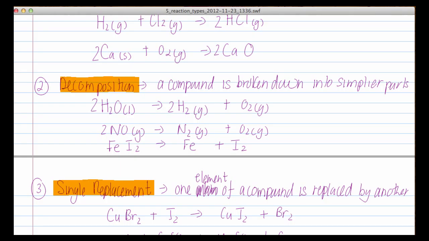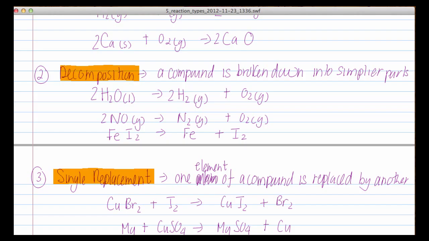A decomposition is when a compound is broken down into simpler parts. It's the opposite of a synthesis reaction. So water can be broken down into hydrogen gas and oxygen gas. Nitrogen monoxide can be broken down into nitrogen gas and oxygen gas.